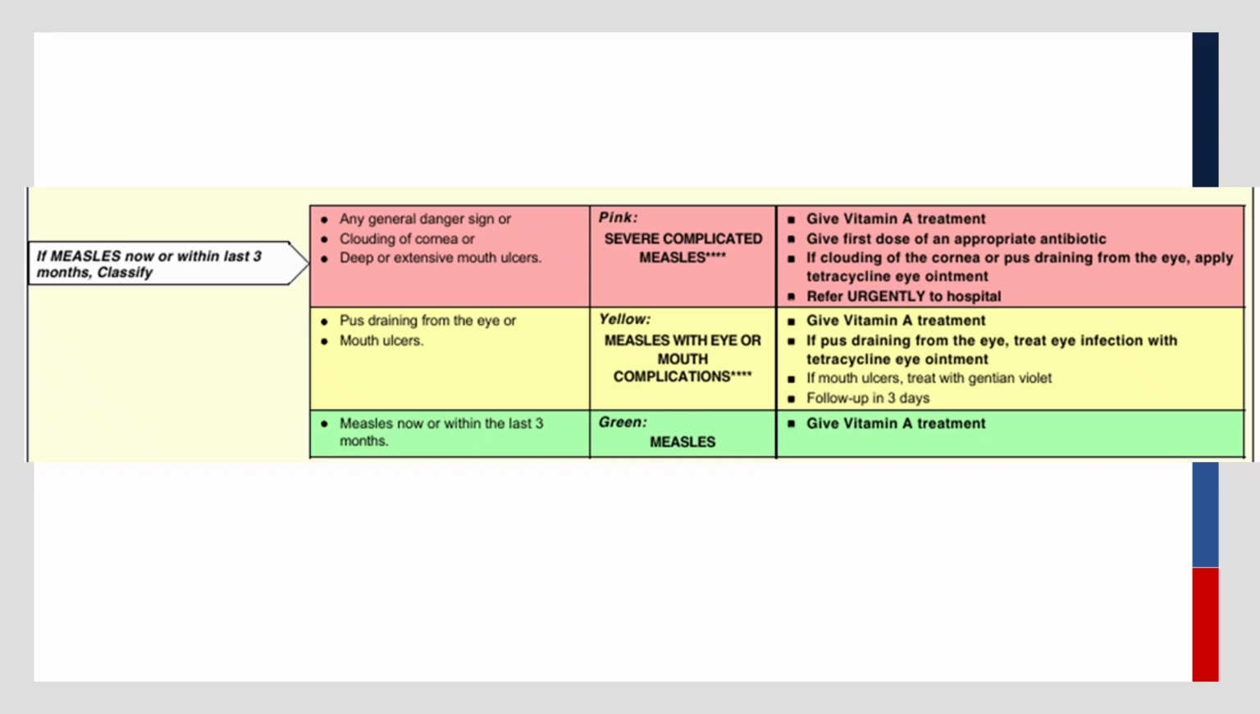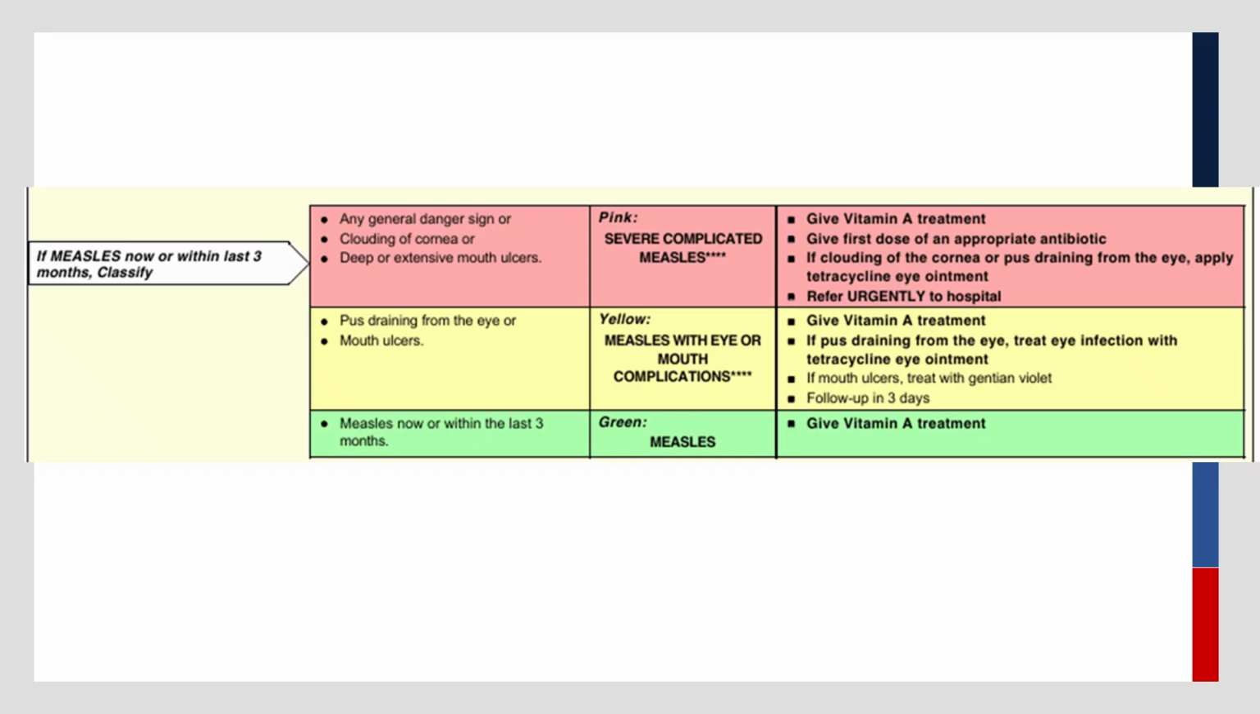Okay. So in the second case, the yellow part of the table, if pus is draining from the eye or there are mouth ulcers. We are not talking about clouding of cornea. Remember, that can lead to blindness. We are just talking about pus draining from the eye, or if you see that there are mouth ulcers, but they are not very extensive. So danger signs are not present. You are going to label this as measles with eye or mouth complication.